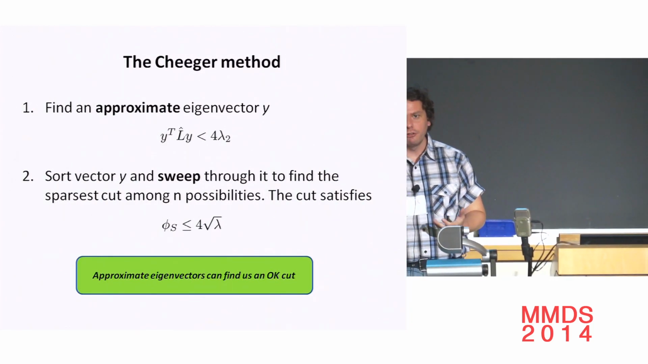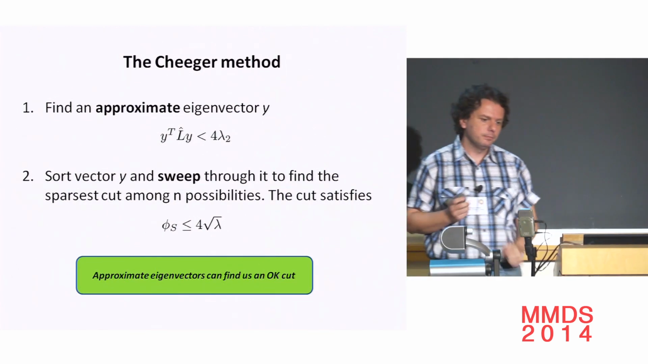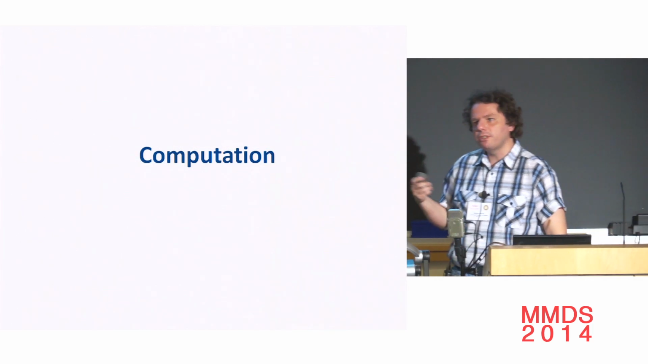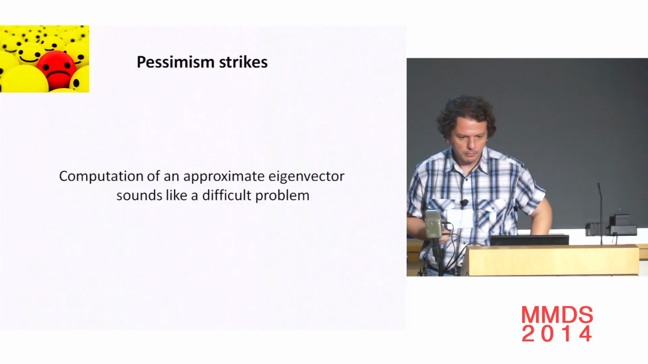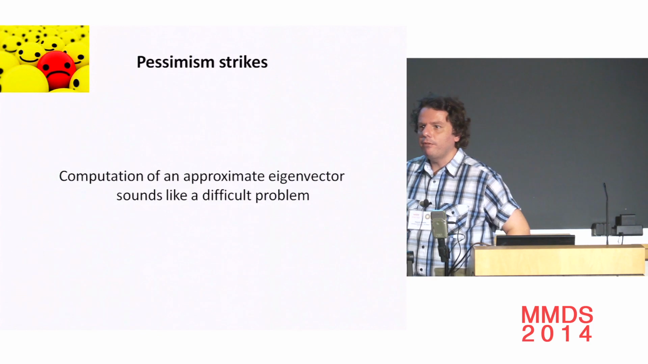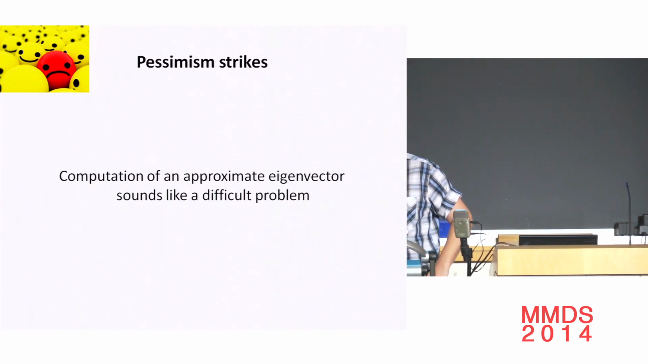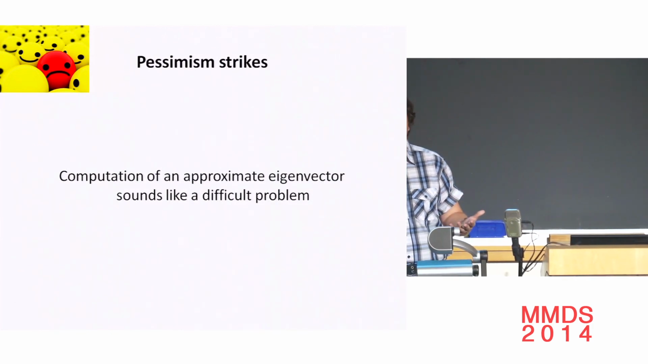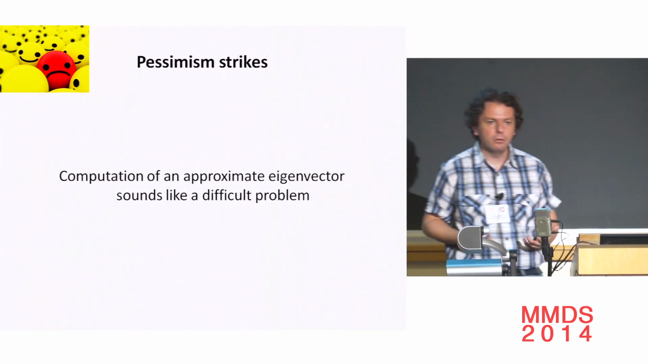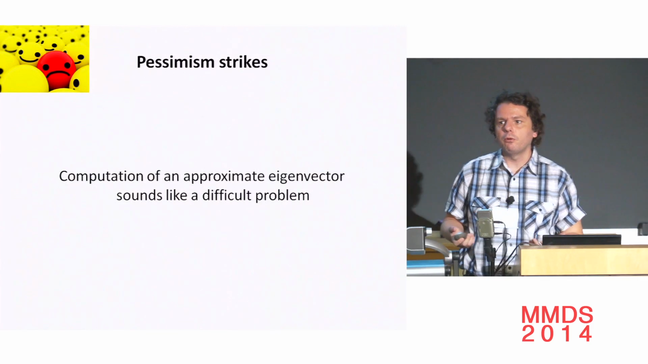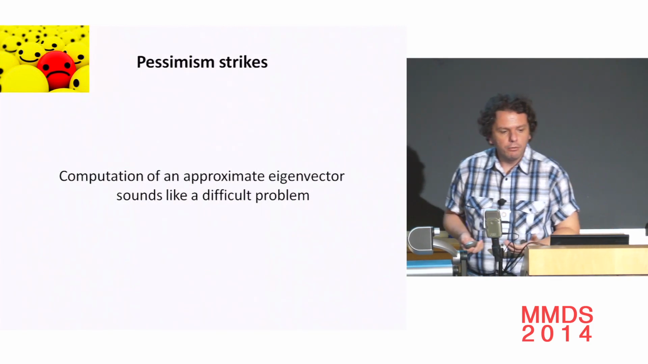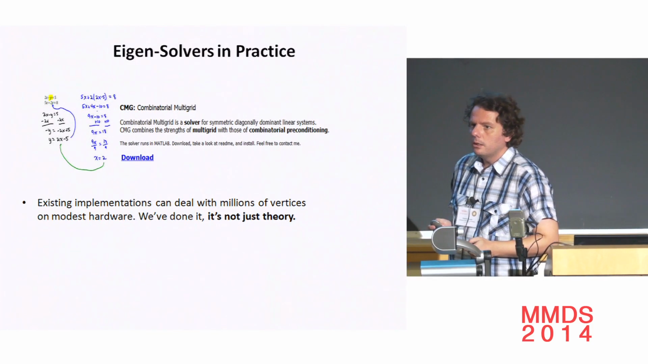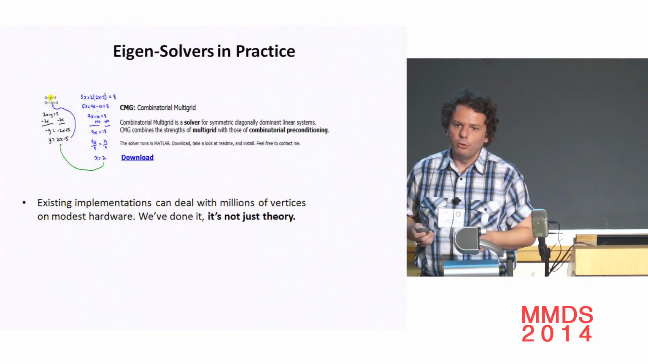So there is something positive, and that was the first observation, as I said. Well, what about the computation of these approximate eigenvectors? It sounds like a very difficult problem. The moment you hear the word eigenvector, some of you, I assume, think it must be a very hard problem, something very difficult to compute, or at least very difficult to compute for the very large graphs that we focus on here. Well, it turns out that this intuition is false.